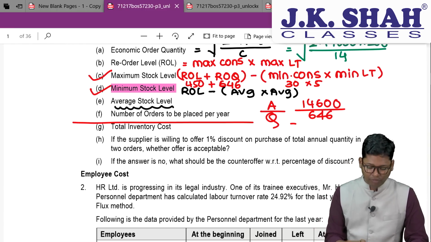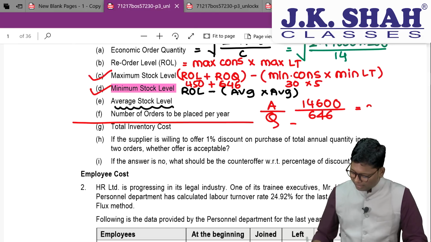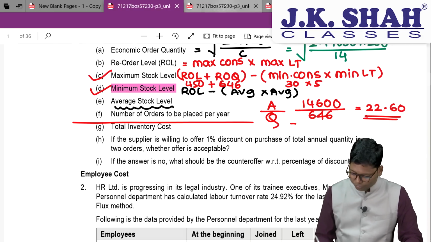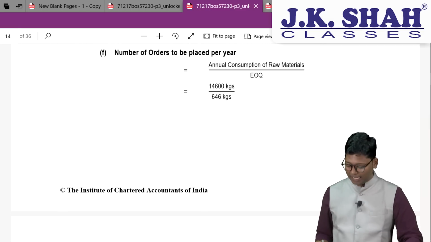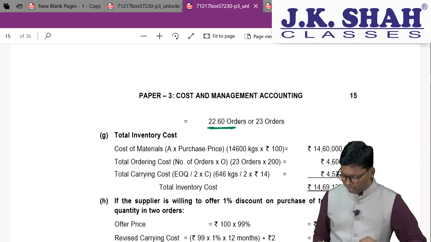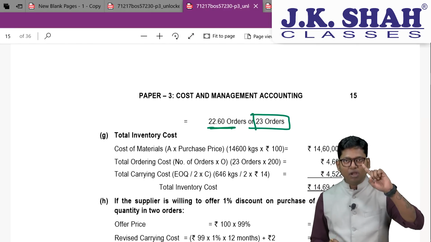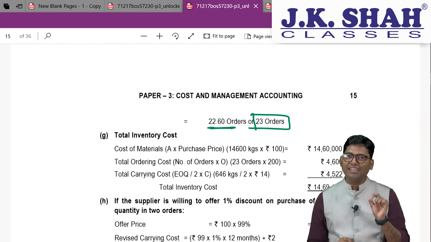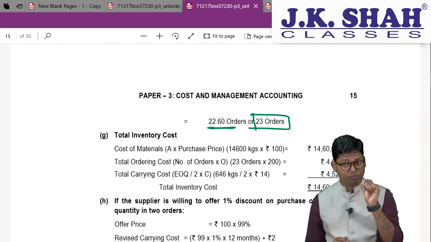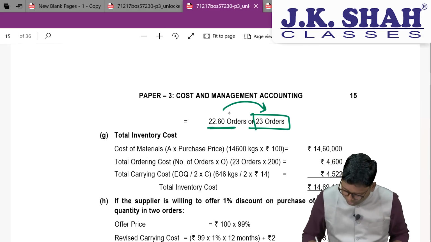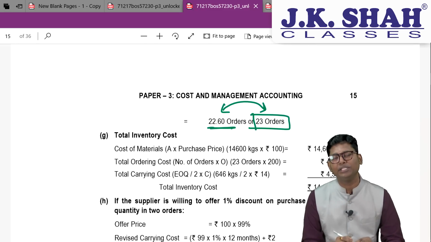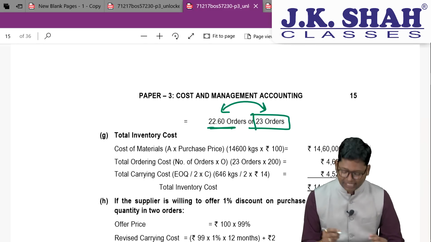14,600 divided by 646 will give you number of orders, but again you are going to get a fractional number of orders, something like 22.60. If you check the suggested answer, they have also calculated the same by using the formula, but if you check the number of orders, they have rounded off. Whenever you are rounding off the answers, there will be a fractional difference in your calculation of total amounts. Okay, be careful with this. You have both the options. Either you can go for the fractional calculation, or you can take the full calculation, that is the rounded off answer, to get the exact values.